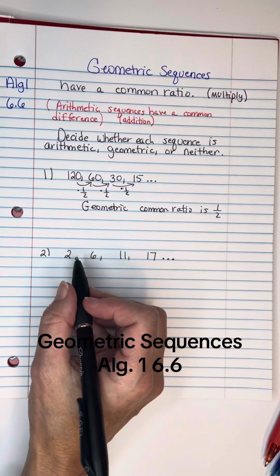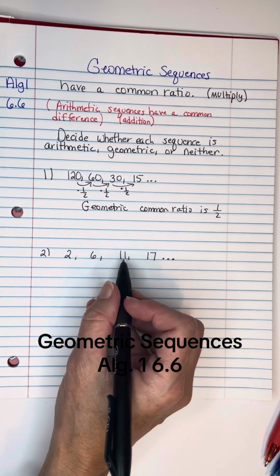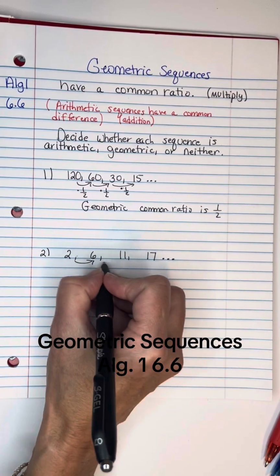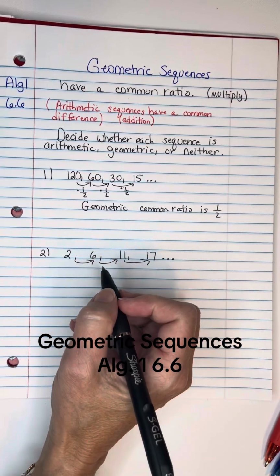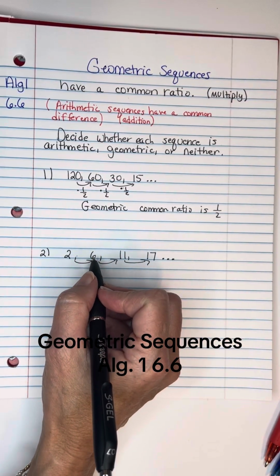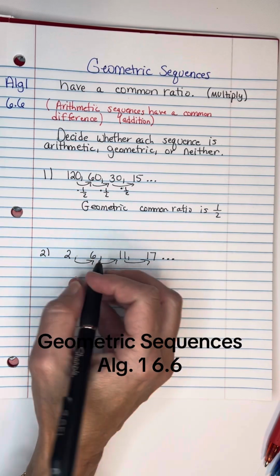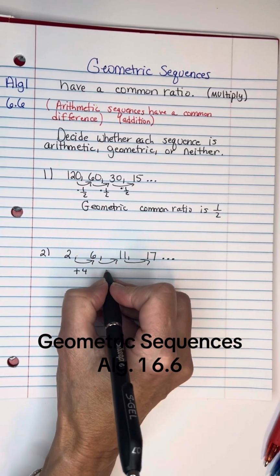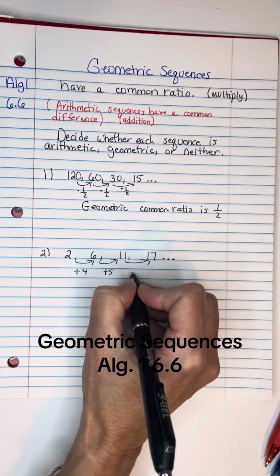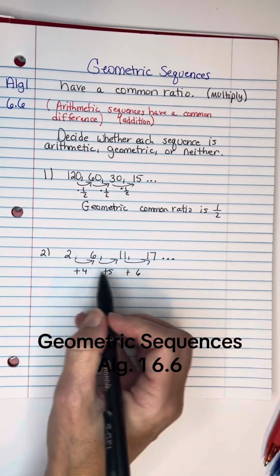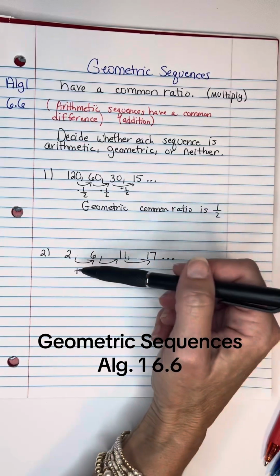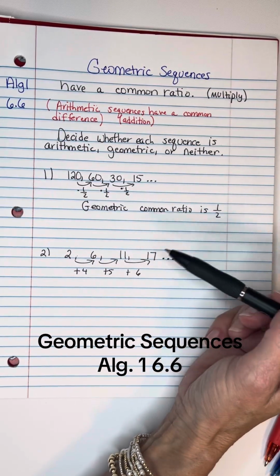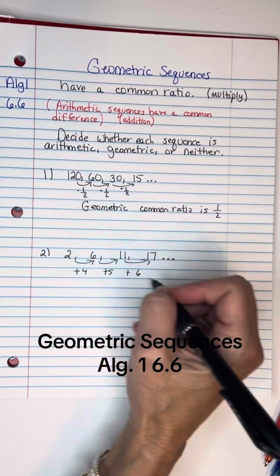Let's look at this one here. I've got 2 to 6 to 11 to 17. And if I say, well, how do you get from one to the next? Well, it looks to me like I'm going up 4 here and up 5 here and up 6 here. Well, it cannot be a common difference because these numbers are not the same. So I know it's not arithmetic.